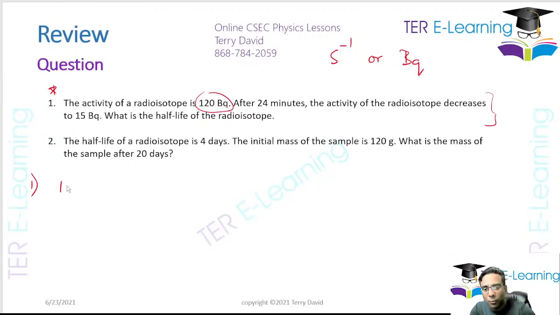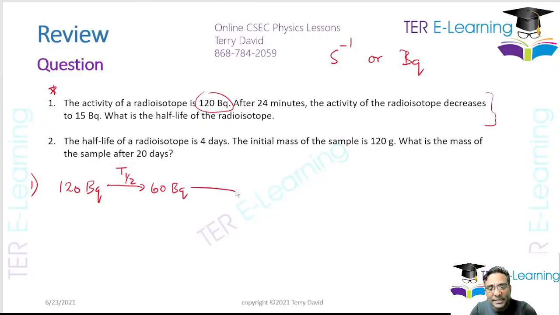So you're starting off with 120 becquerels, right? That's my initial activity. Now, if you understand the concept of half-life, all we are doing is decreasing my value by half each time, right? So if my initial activity is 120, after one half-life it's going to be half of that value, which is 60 becquerels. I'm going to label this here as one half-life. So the time taken to go from 120 to 60 is one half-life.